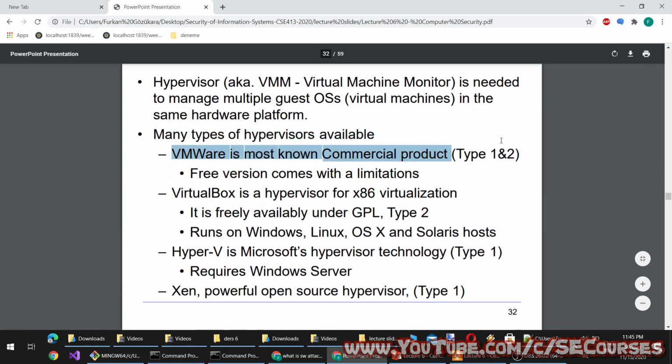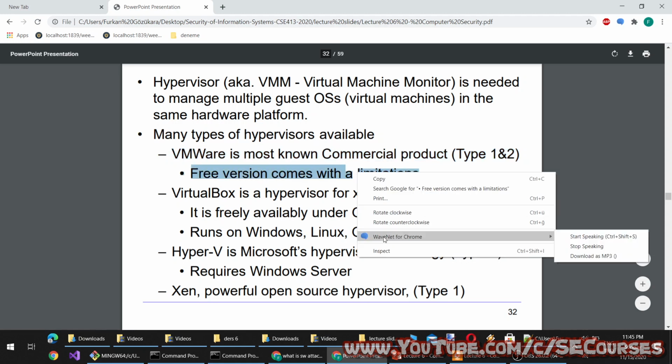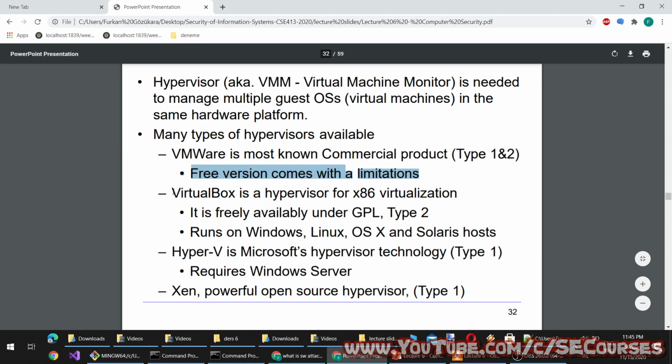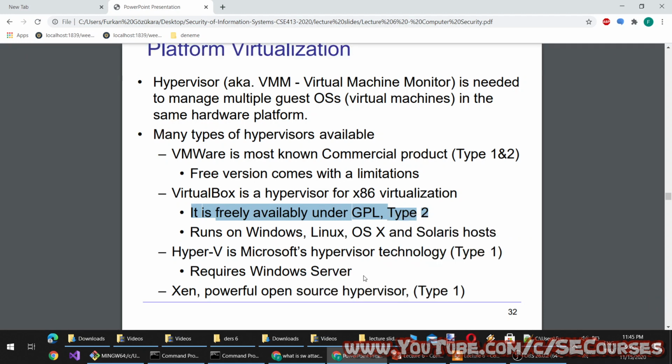Many types of hypervisors available. VMware, which I also use a lot. VMware is most known commercial product, Type 1 and 2. Free version comes with limitations. VirtualBox, which is also very popular. VirtualBox is a hypervisor for x86 virtualization. It is freely available under GPL, Type 2. Runs on Windows, Linux, OS X and Solaris hosts. Okay, we will see about what are these types. So this is type 1 and 2, this is type 2.